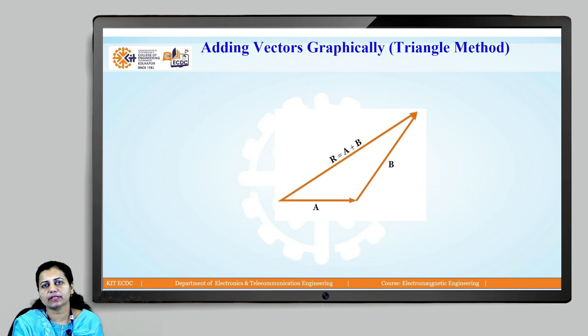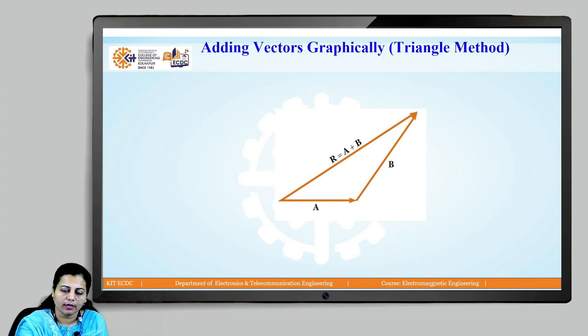So this is the first method, which is also called the triangle method, and this is also called the head to tail method. In this diagram you can see we have two vectors, vector A and vector B, and we want to add these two vectors.